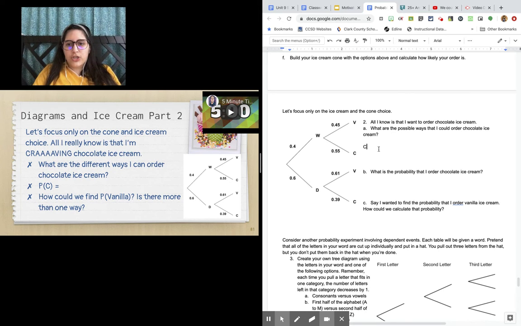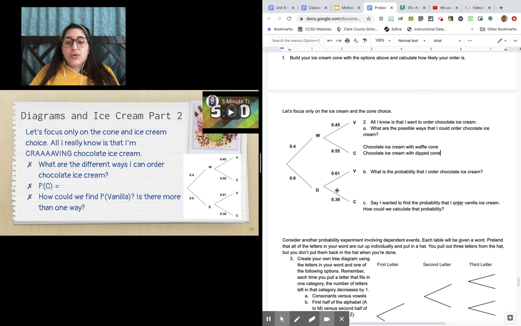I could order chocolate ice cream with a waffle cone, right? Or I could order chocolate ice cream with a dipped cone, right? Those are my only two options, right? Because remember, the only thing I care about is that I get C, this chocolate ice cream.